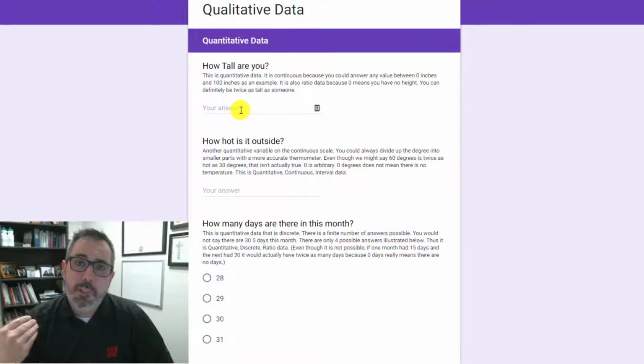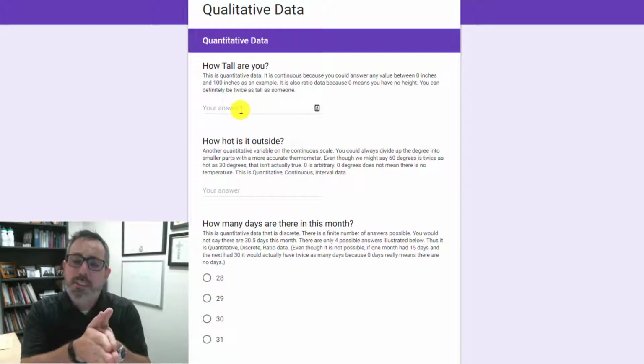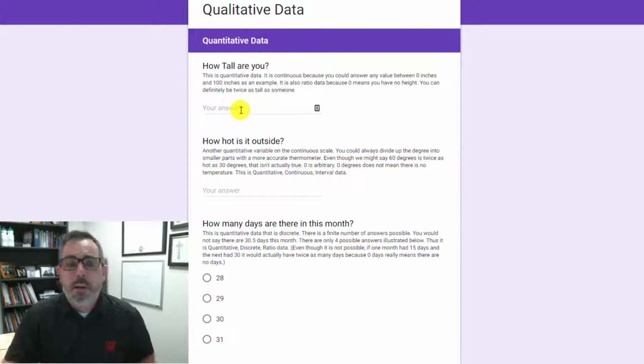It's also continuous because you could say I'm 5'8". I'm 5'8 and a half. I'm 5'8 and a quarter. 5'8 and a 16th or a 32nd or a 64th. Depending on the instrument, we can constantly be more accurate. So this is continuous data. And when we're talking about height, the 0 means something. If you had a height of 0, it means you have no height whatsoever, like you are 0 inches.